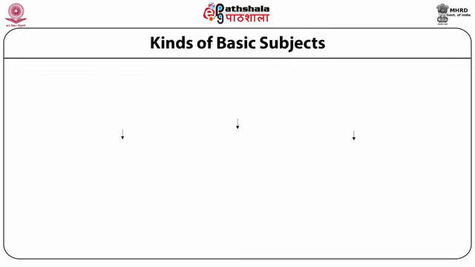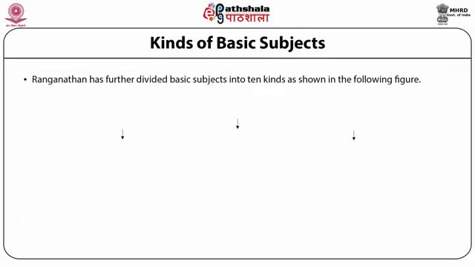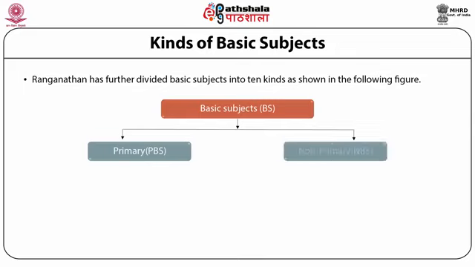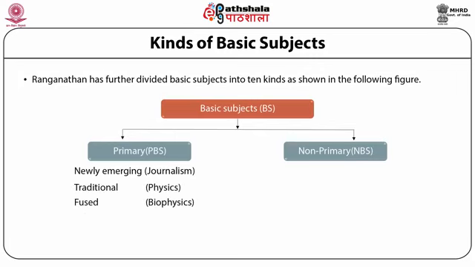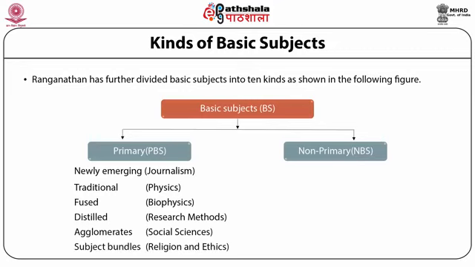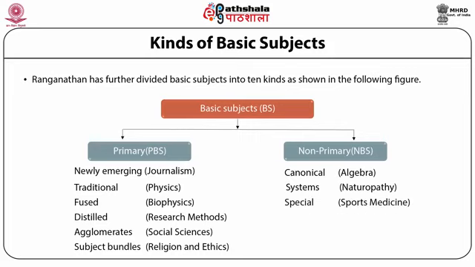Kinds of basic subjects. Ranganathan has further divided basic subjects into 10 kinds, as shown in the following figures, divided into two. Basic subjects have two kinds, primary basic subjects and non-primary basic subjects. Among the primary subjects are newly emerging subjects, traditional subjects, fused subjects, distilled subjects, agglomerates, and subject bundles. And among the non-primaries are canonical classes, systems, specials, and environmental basic subjects.